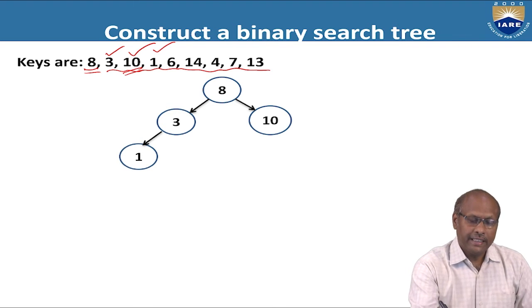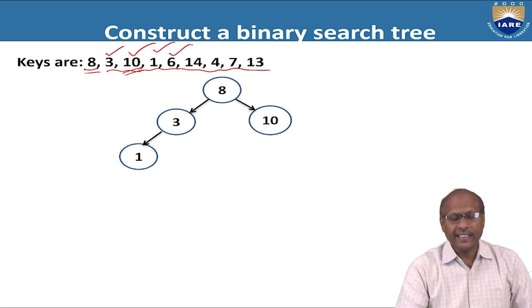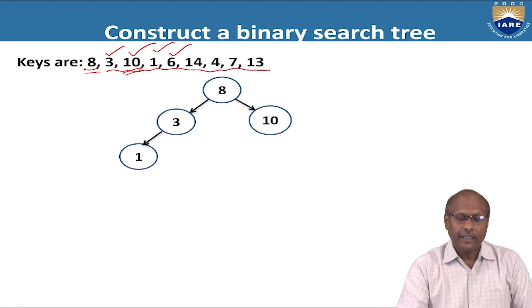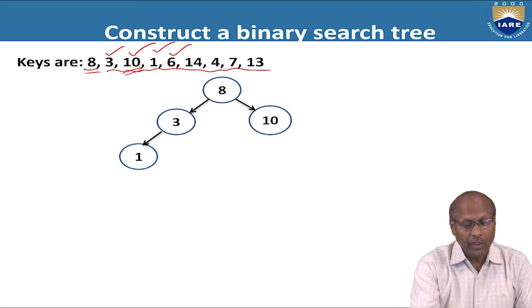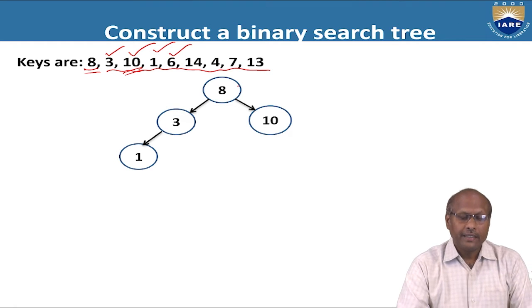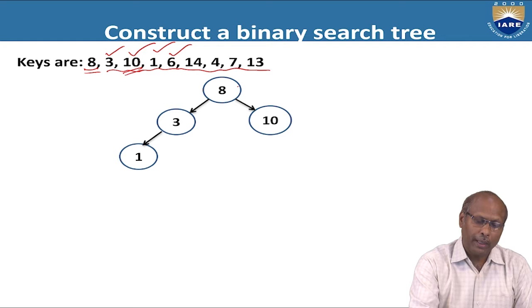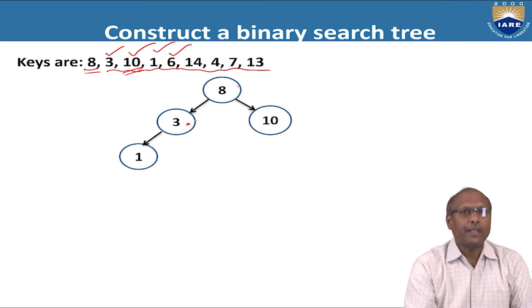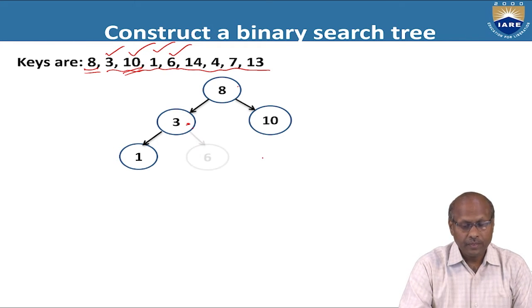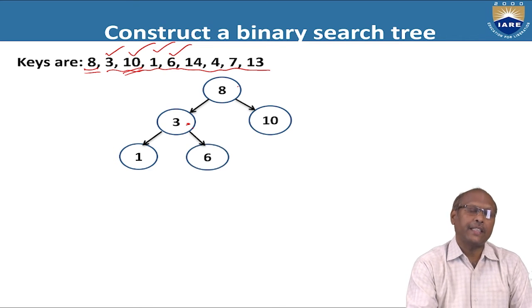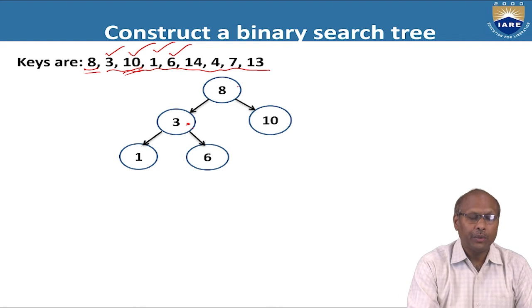Next is 6. When the next data is 6, you have to check where to insert, always from the root only. My root is 8. 6 is less than 8, so come to the left side. But after coming to the left side, 3 is already there, and 6 is greater than 3, so come to the right of 3. So 6 is inserted right of 3. This way you are inserting.